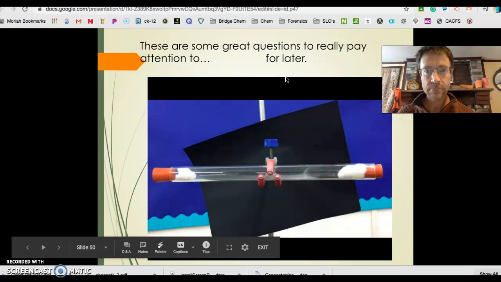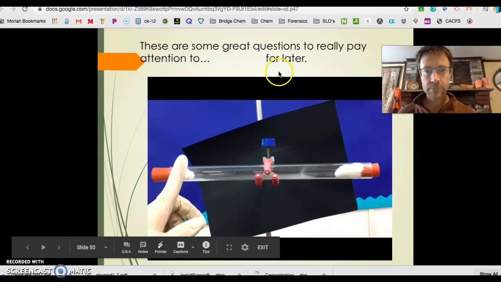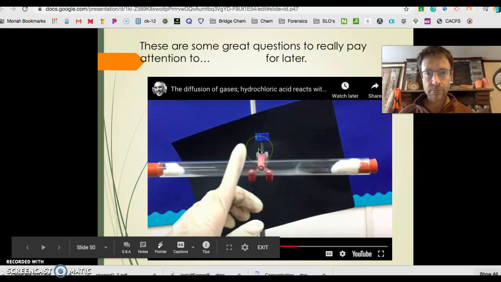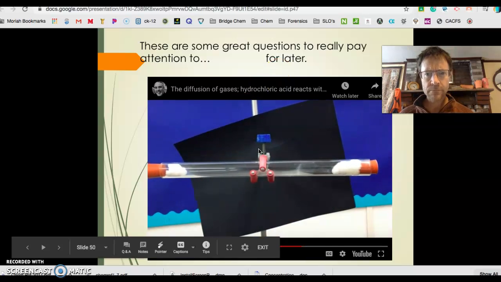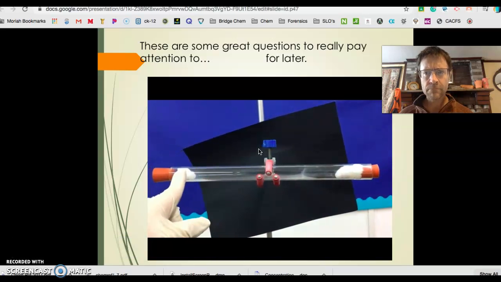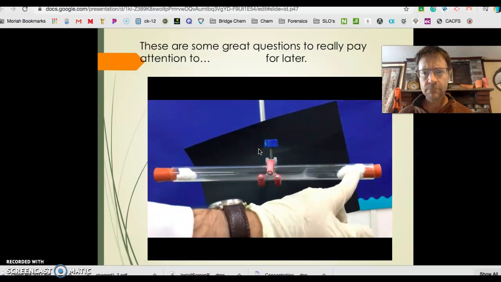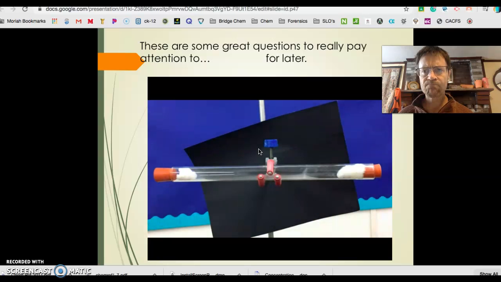Ammonia is lighter than hydrogen chloride, so the ammonia gas diffuses quicker and further along the tube, which is why the ring is further away from the end with the ammonia. The ring is closer to the end with the HCl on.